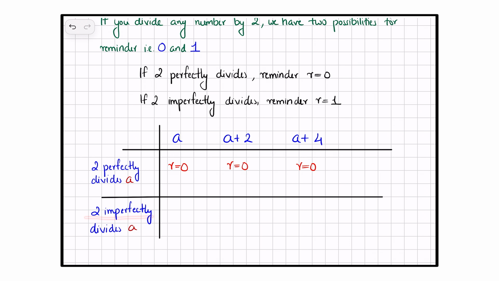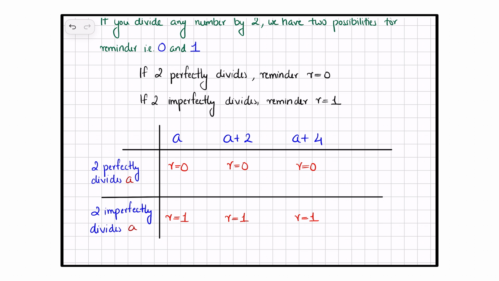Now we look at the second scenario. 2 imperfectly divides a. In this case the remainder will be 1 for number a, and for a plus 2 again it will be 1, and a plus 4 again it will be 1. Why? Because when we divide a by 2, it is an imperfect division, so we have remainder 1. That means a is an odd number. If a is an odd number, then a plus 2 also will be an odd number and a plus 4 also will be an odd number, and we will have the same remainder.